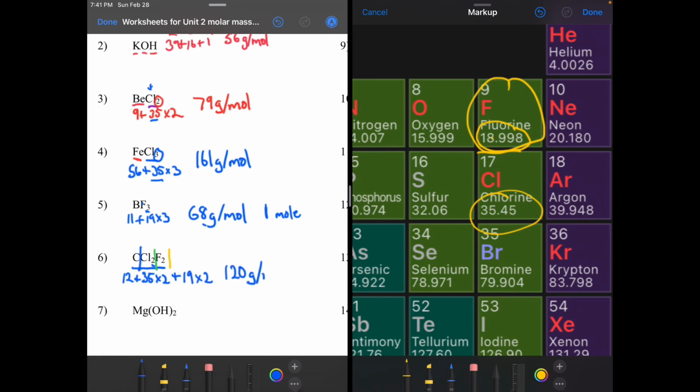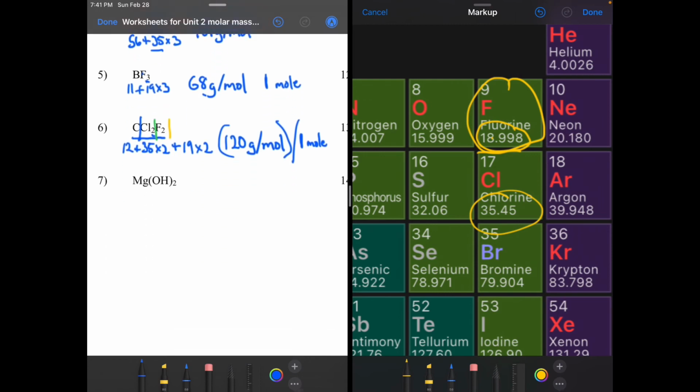120 grams per mole. And again, what that means is for every 1 mole, this carbon and chlorine and fluorine is going to have 120 grams per mole. Does that make sense? So 1 mole of that will always have a mass of 120 grams.